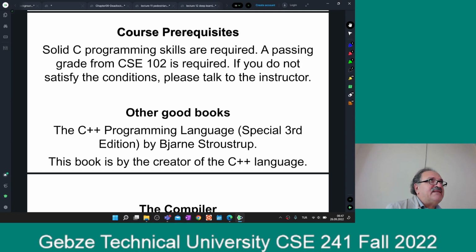So I am not saying that this book is required, but for any computer engineer, I think you should have a copy of it. At least one version of it. The first version, second version, third version, doesn't matter, okay? So this is the other suggestion.